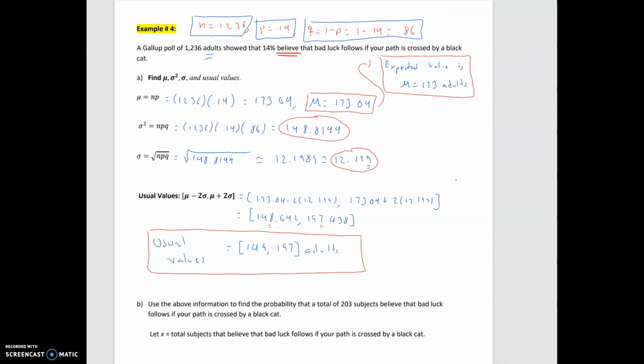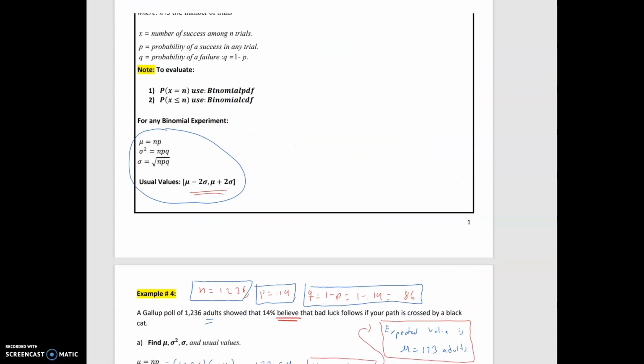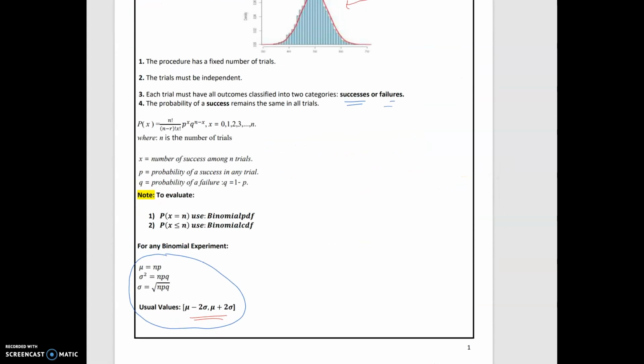Let's take a look at evaluating probabilities. As you evaluate probabilities, there are two main commands that we're going to be using. If it's asking for a specific value, that would be the PDF. And if it's asking for less than or equal, you're going to be using the CDF, or if it's also asking for less than. So it's a little bit confusing in terms of what we're using here.